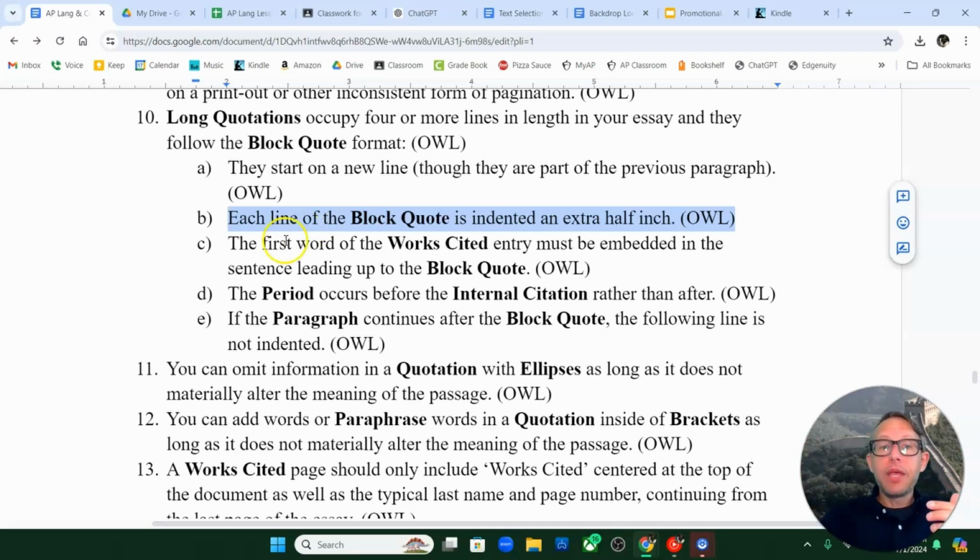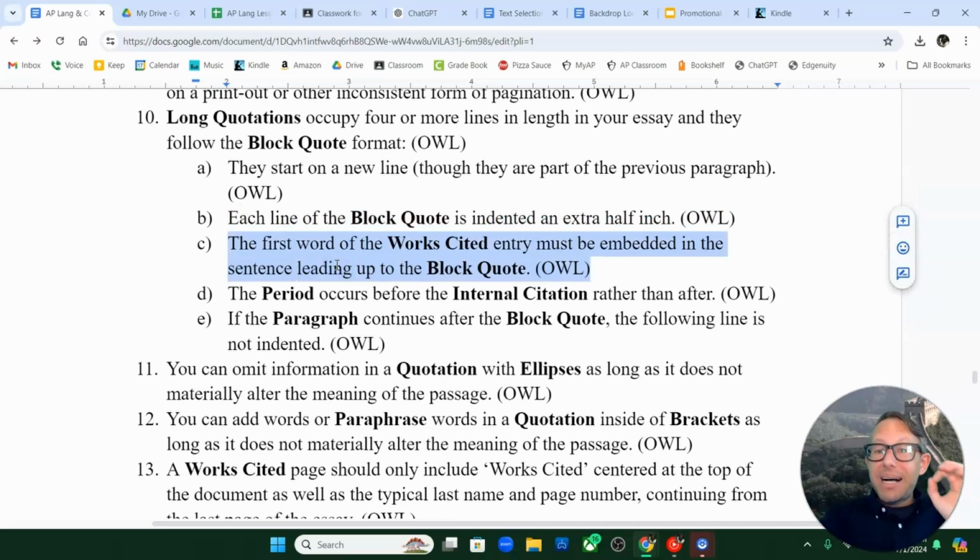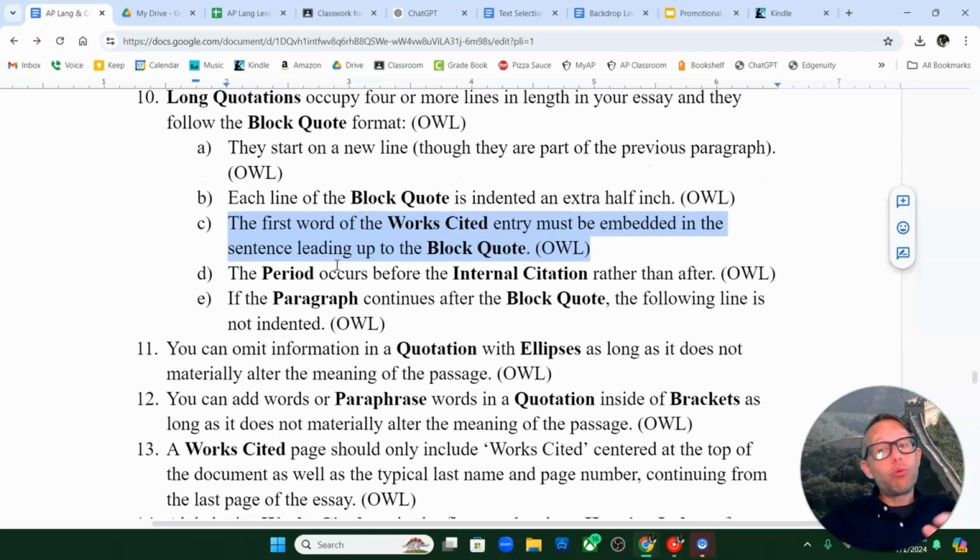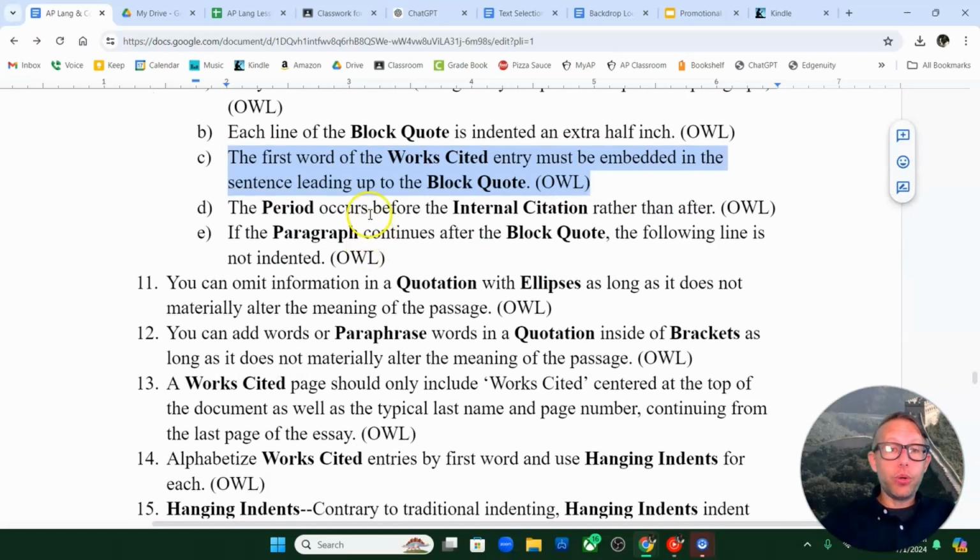The first word of the works cited entry must be embedded in the sentence leading up to the block quote. So under most circumstances, the sentence leading up to the block quote, which is part of this paragraph, is probably going to end with either a comma or a colon to indicate that you're about to present a quote to us. And whatever you would normally put into an internal citation as the first word of the works cited entry should absolutely positively be embedded within that sentence, okay? So that's something that's a little bit unusual. Remember, in other situations, it's an option that you've got at your disposal, but with a long quote, block quote situation, it's required. So something worth noting there.